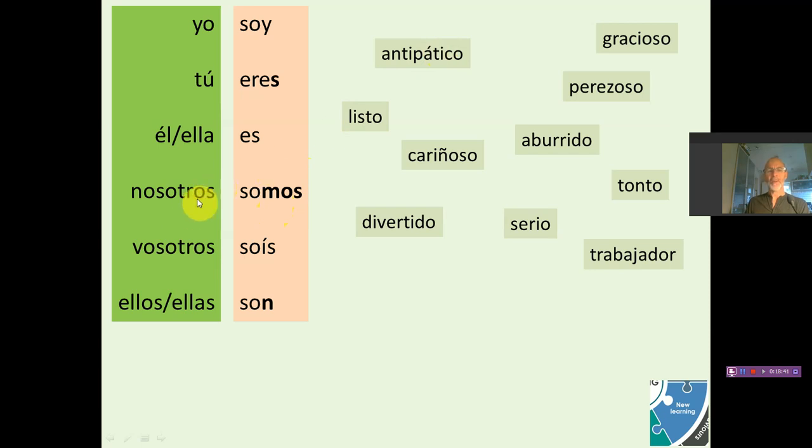You don't need nosotros, because of this very distinctive -mos ending for "we", which is the same for all verbs. Spanish speakers can hear that. Somos, they hear -mos, they know that is "we". You don't need nosotros, the actual word for "we". Just somos antipáticos, we are mean.